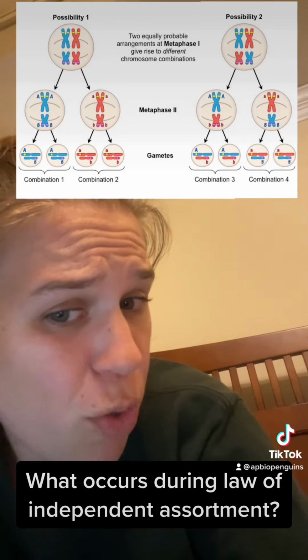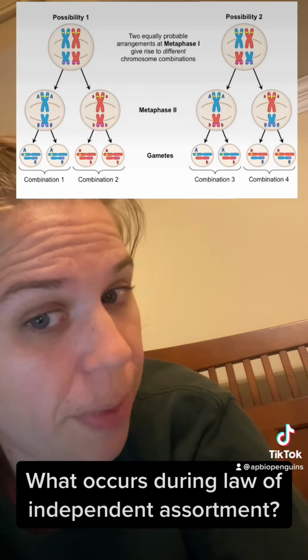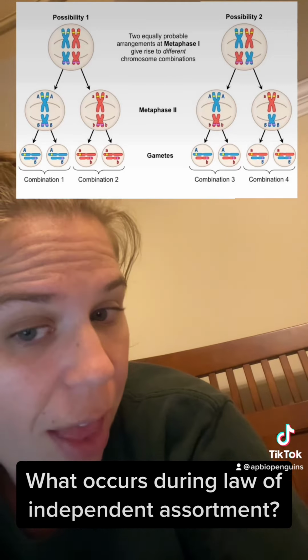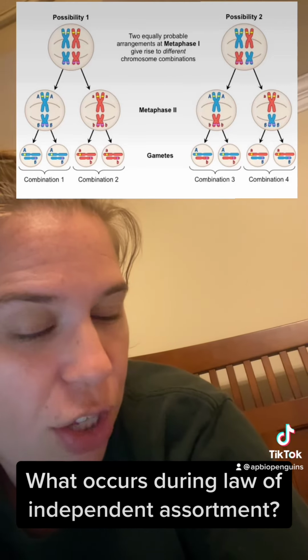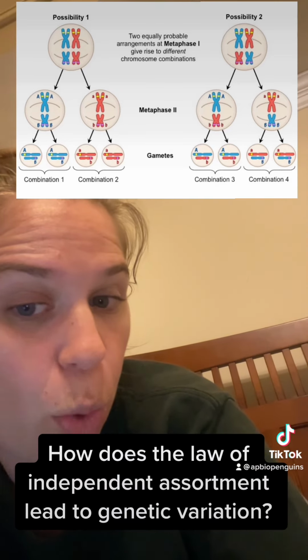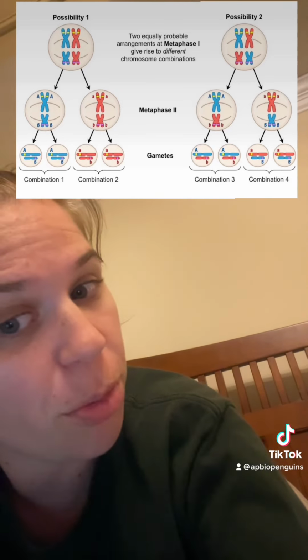The law of independent assortment refers to metaphase 1. This is when the homologous chromosomes independently align on the metaphase plate. They align independent of one another, and so that gives us a 50-50 shot for each of our chromosomes on which cell it's going to end up in terms of our gamete.